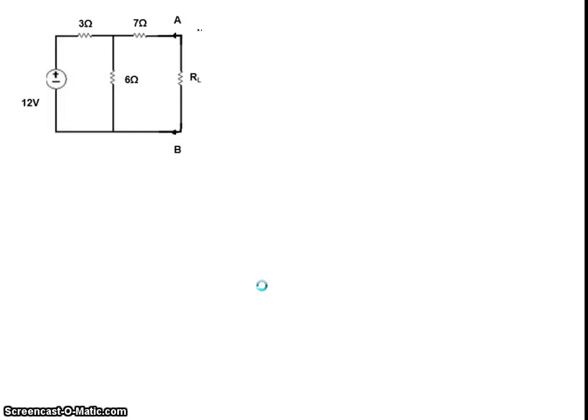So the first step in the analysis, in order to calculate VTH and RTH, the first thing that we need to do is remove the load resistance and let us have an open circuit at the terminal A and B. So there is an open circuit at the terminal A and B and we need to calculate the voltage at this point. Now look at the network.